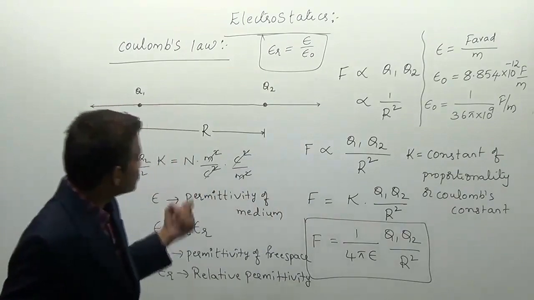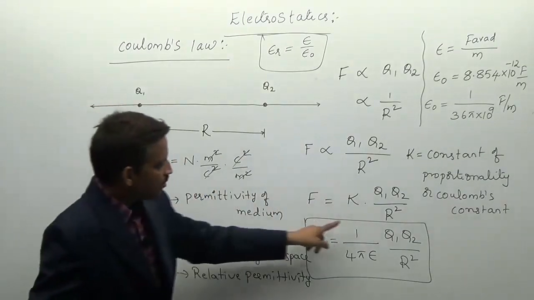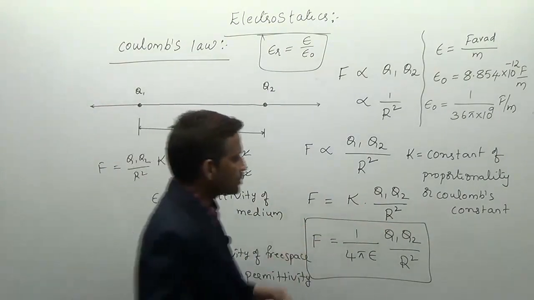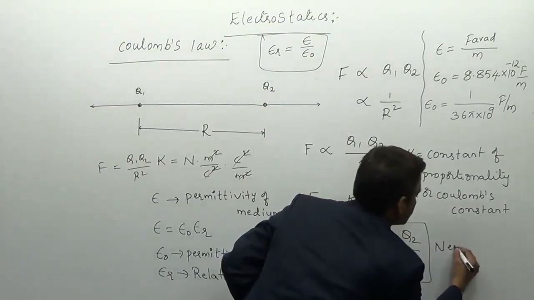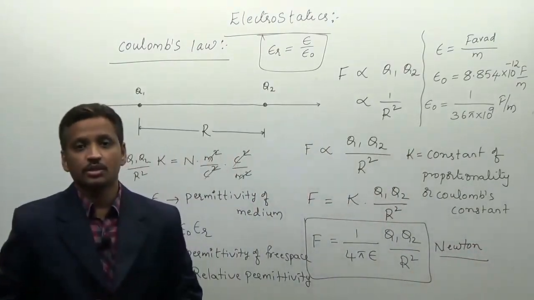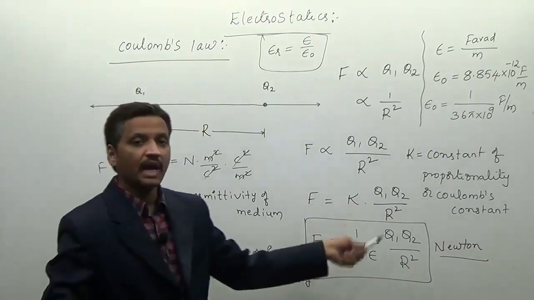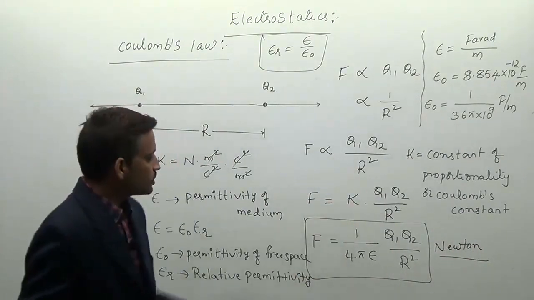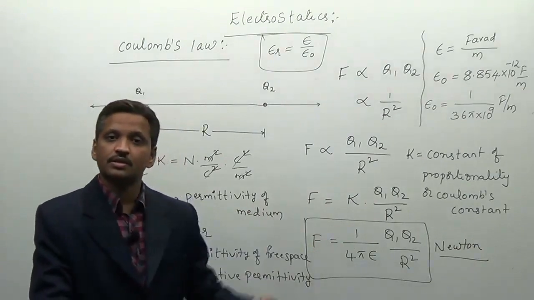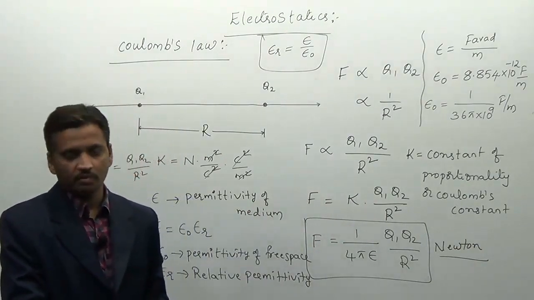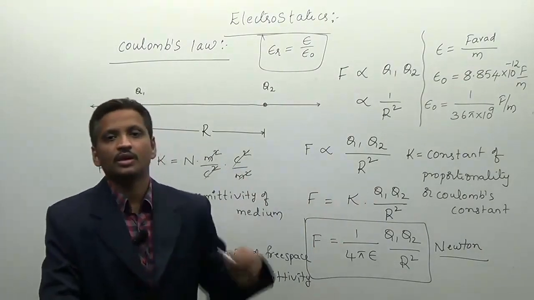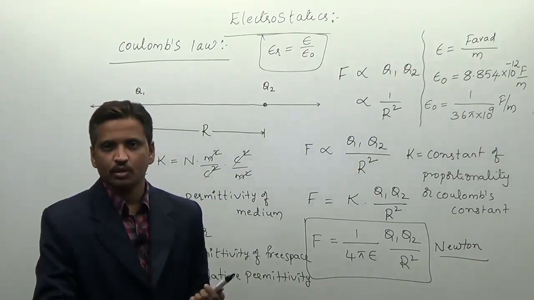So Coulomb's law states that F equals 1 by 4 pi epsilon into Q1 Q2 by R square, and it is always expressed in newtons. This is simply the magnitude of the force which is expressed here. But if we want to find out its direction also, that means the force exerted by Q1 on Q2 and Q2 on Q1, how can we measure that? That also we are going to see here.